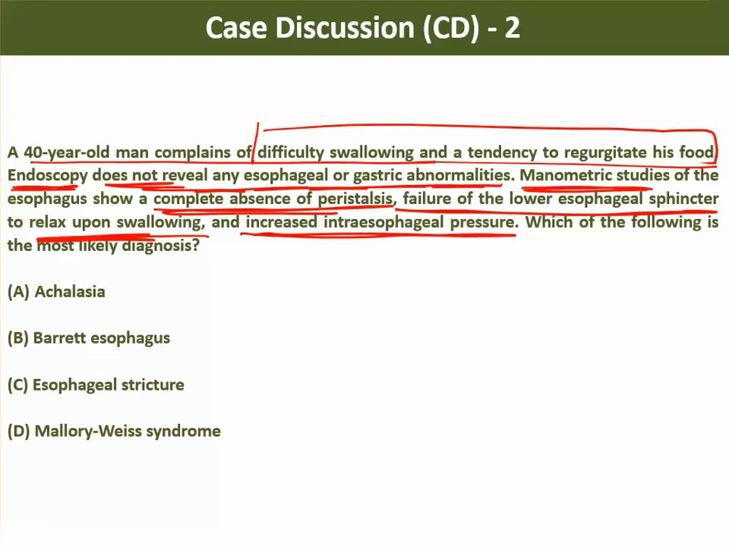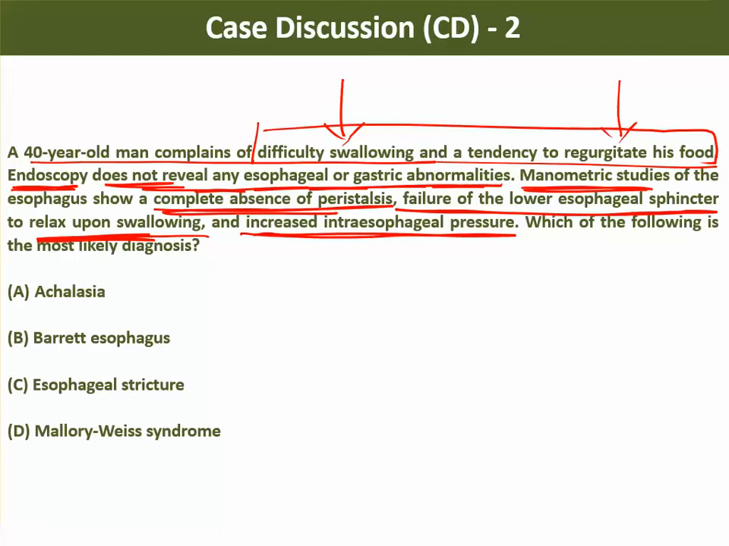Now here it is difficulty in swallowing and regurgitation. Most of the esophageal diseases have this finding, right? So it is very non-specific. It is highly non-specific, which means they are going to tell some specific things in the investigation. That is what you should understand when you read the first line. Don't panic, which means the clue is going to be there in the investigation.